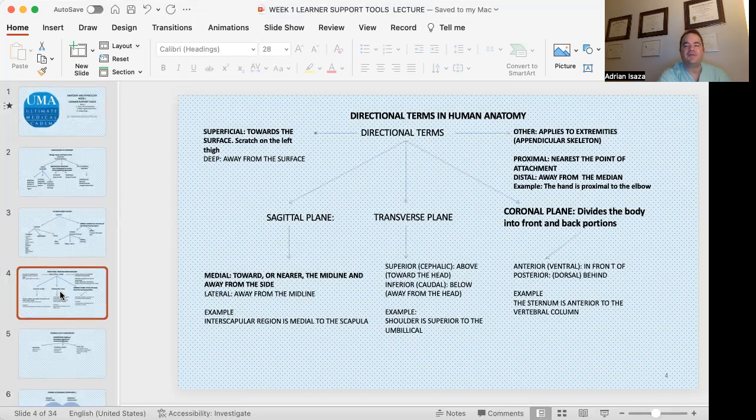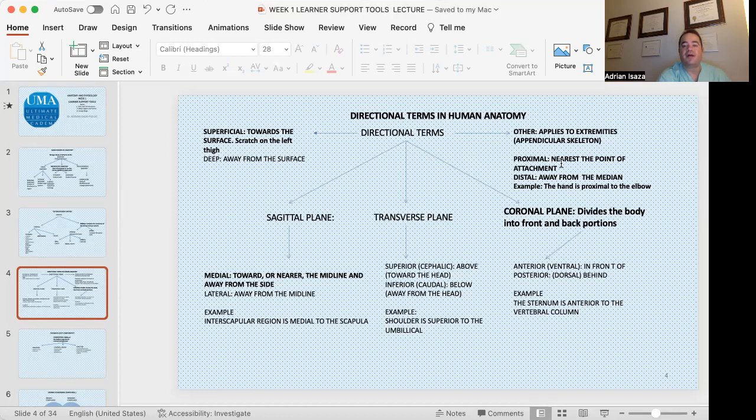Directional terms. Make sure you know all the directional terms, right? Which I listed here as a flow chart, right? But I have the proximal and distal here. Hold on, guys. Can you guys see my screen? Yeah, you can see it. All right, good.